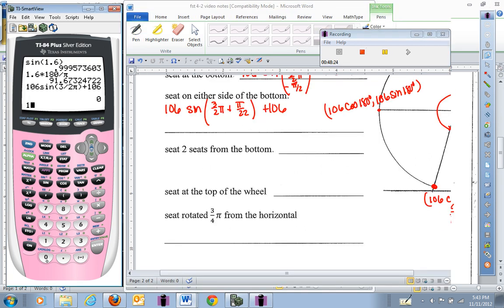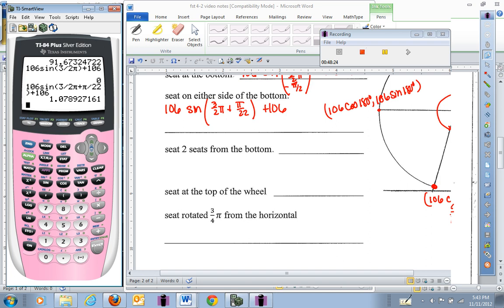Okay, so we'll say 106 times the sine of 3/2 pi plus pi over 22. Oops, I got E. Sorry. Pi over 22. Okay, and so we'll get the sine of that, and then we'll add another 106 on.